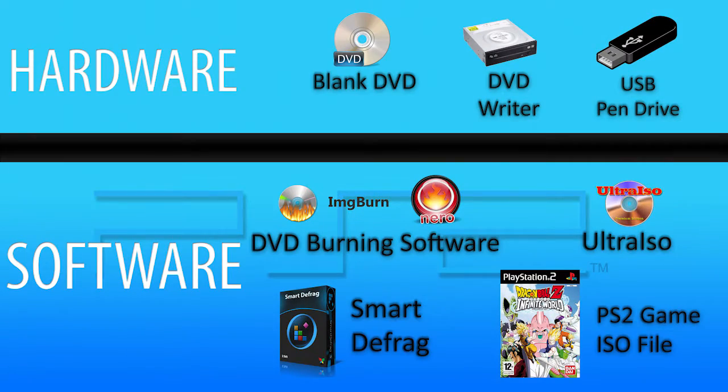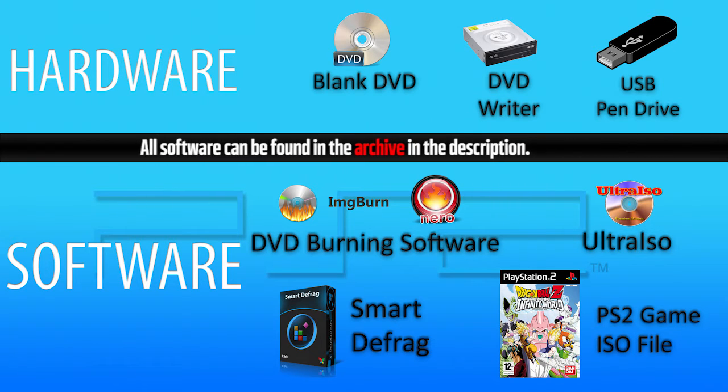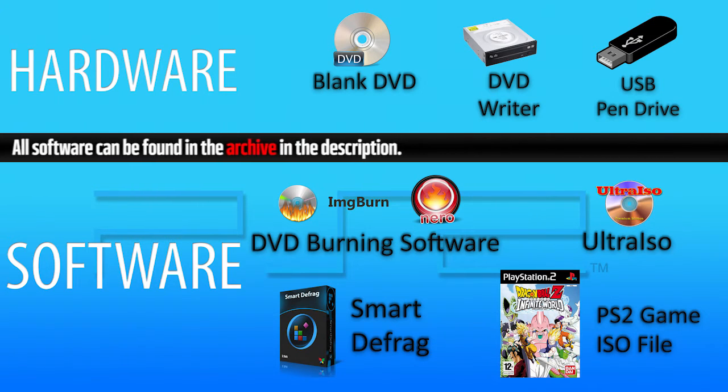First of all, get the things which are on the screen ready before this tutorial starts. You will need a blank DVD, a DVD writer, a USB thumb drive of minimum 4 GBs, and the rest of the software can be found in the description.